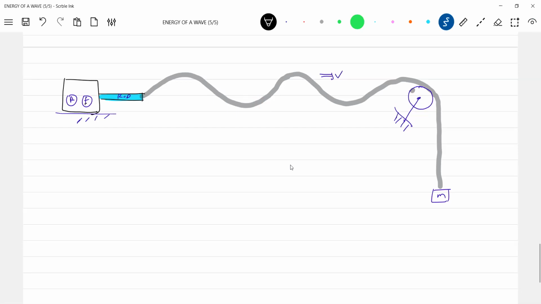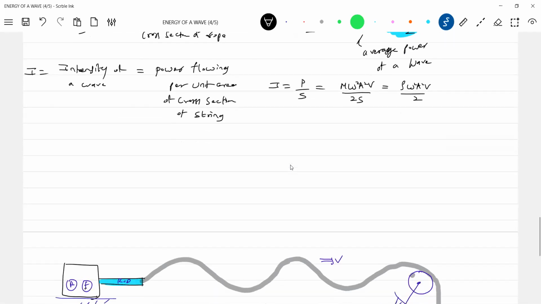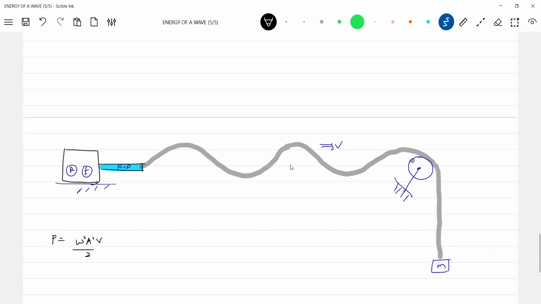What are the formulas we have? Power is given by mu omega square a square v by 2. Mu, no, mu will come. Intensity is given by.